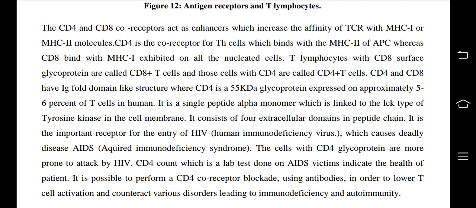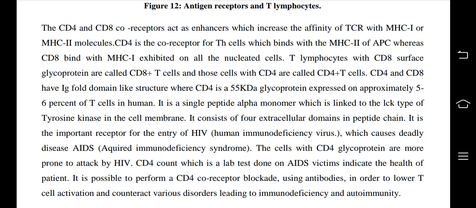It is a single peptide monomer which is linked to the LCK type of tyrosine kinase on the cell membrane. It consists of 4 extracellular domains. It is the important receptor for the entry of HIV, human immunodeficiency virus, which causes the deadly disease AIDS, acquired immunodeficiency syndrome. The cells with CD4 glycoprotein are more prone to attack by HIV. So the CD4 count, which is a lab test done on AIDS victims, indicates the health of the patient.